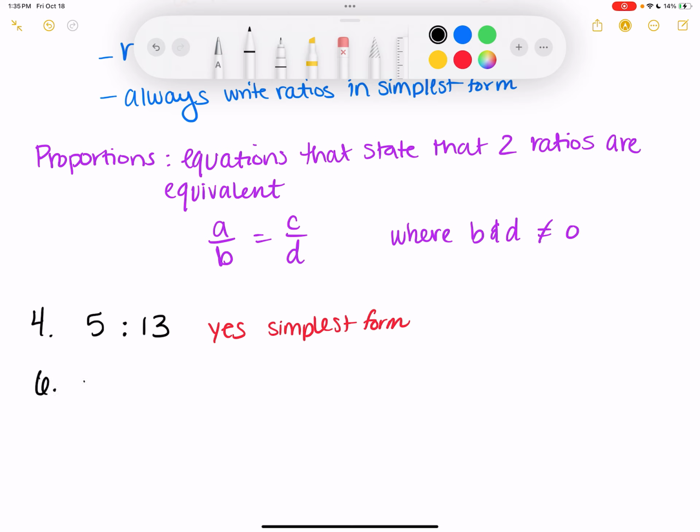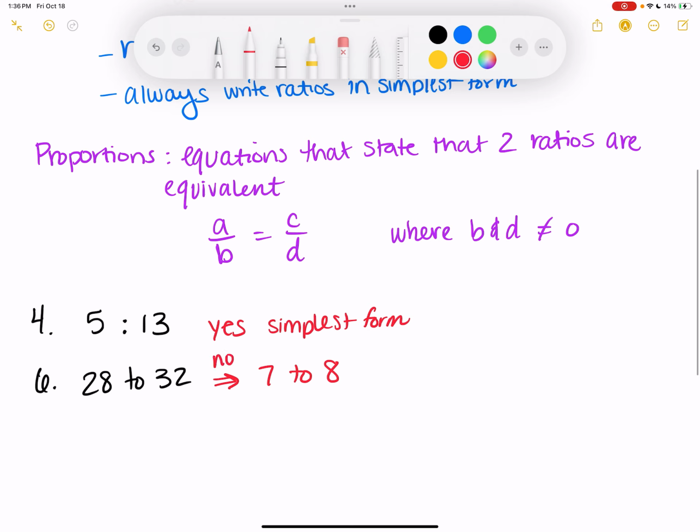Number 6, the ratio of 28 to 32. Would this one be in simplest form? No. What can I do? Divide by 4. What is that going to give me if I do that? 7 to 8. And that would be in simplest form then. I guess I should technically write no. It's not in simplest form. So 7 to 8 would be the revised version.